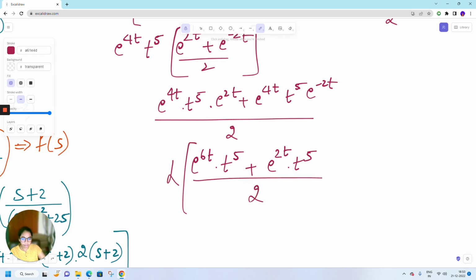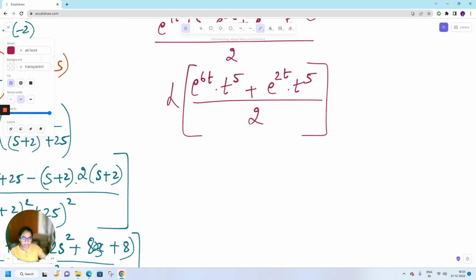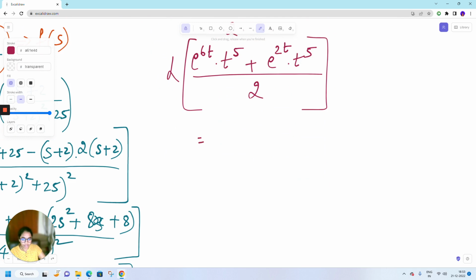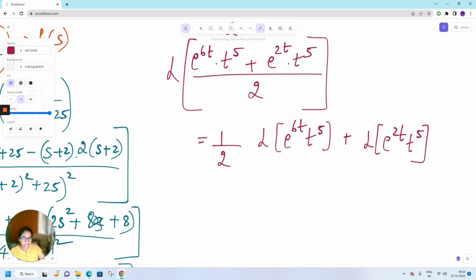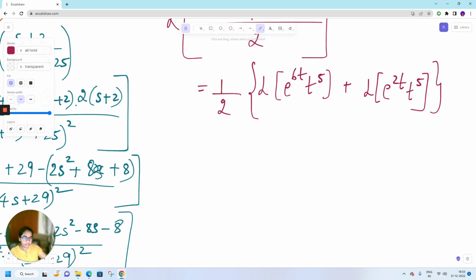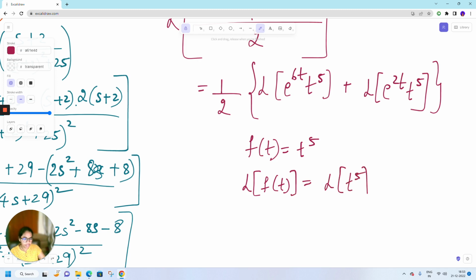If I have to find the Laplace of this now, take out the half, that is constant, right? So Laplace of e power 6t t power 5 plus Laplace of e power 2t t to the power 5. Clearly, f of t is t power 5. So Laplace of f of t would be Laplace of t power 5. What is Laplace of t power n formula? It is n factorial divided by s to the power n plus 1, so 5 factorial divided by s to the power 6. What is the next step?